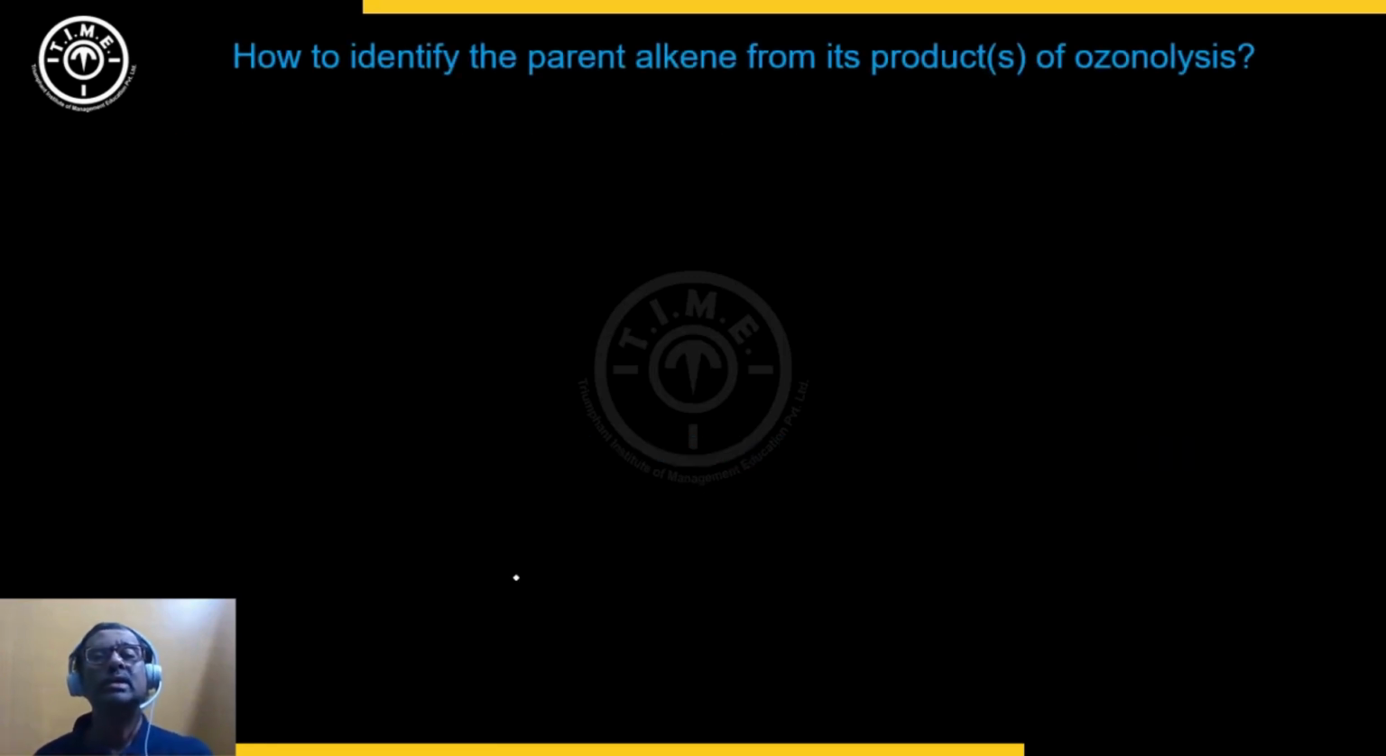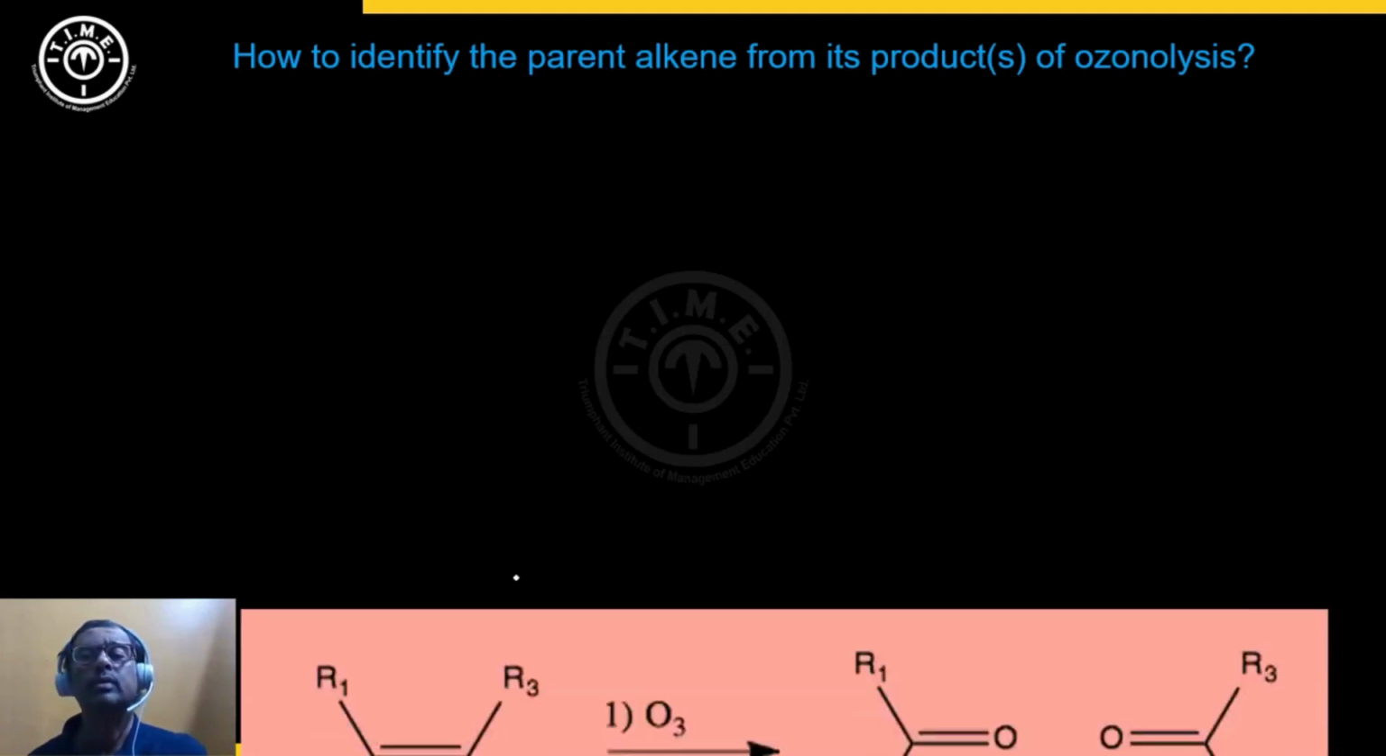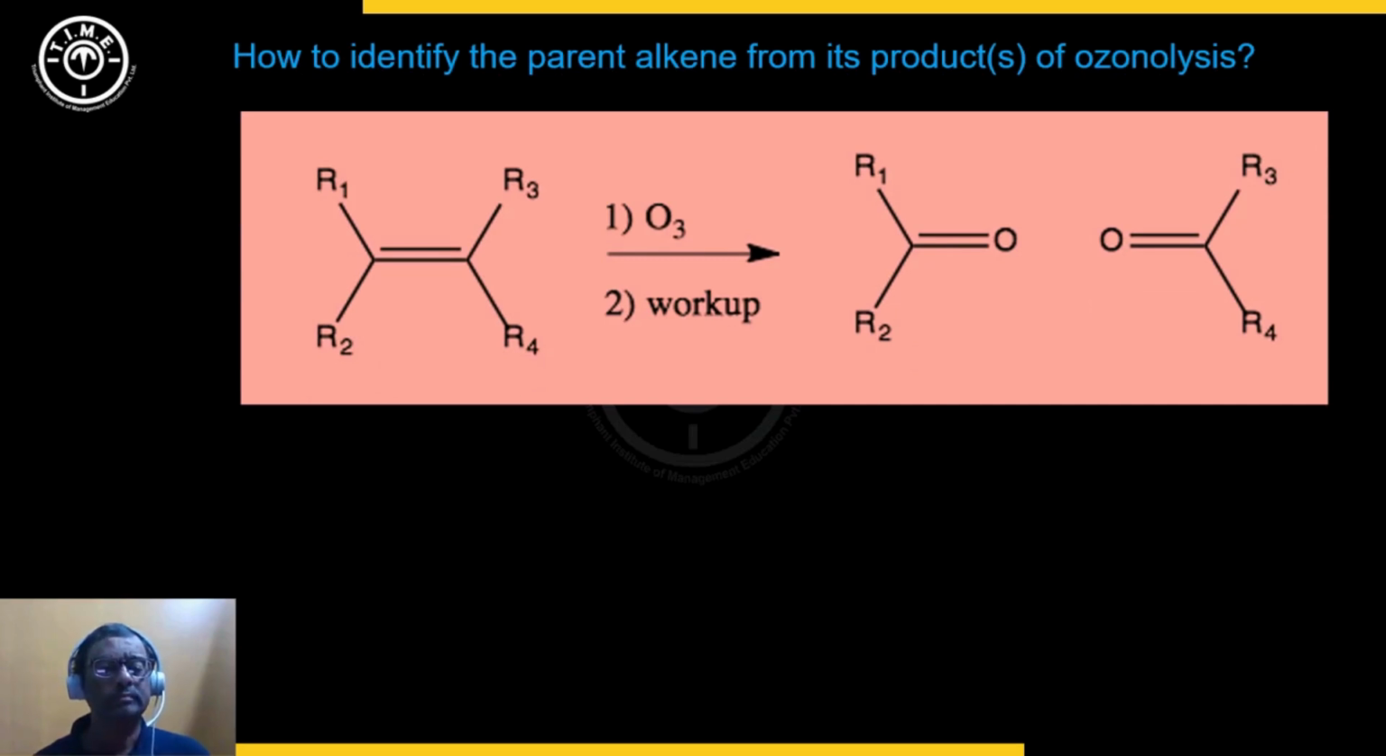Now this is the main thing that we started out with: how to identify the parent alkene from its products of ozonolysis. Now let us look at this. Ozonolysis is being done, right? And this workup means taking the compound out and treating it separately. So here we are actually using a zinc and water combination, which is not shown here. But please note, the products here, this plus this, there are two compounds formed. Look at the products and decide what the starting material is. So this is the parent alkene.